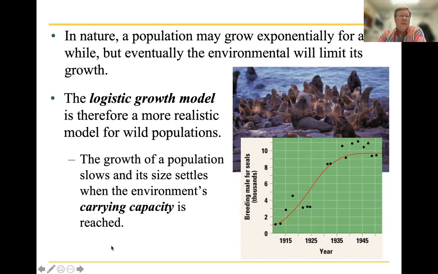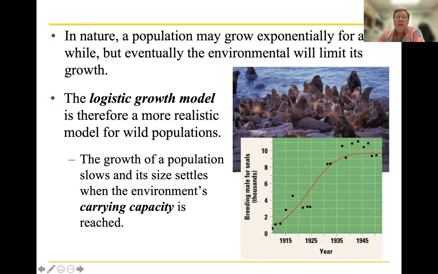Now, there is also in wild populations the tendency to get to a carrying capacity. That's how many organisms the environment can support, and that's roughly where it stays. It may oscillate a little bit around that carrying capacity, but by and large, that's where you're going to be. So here, the example shows you the population of breeding male fur seals. So this is only the males we're looking at.